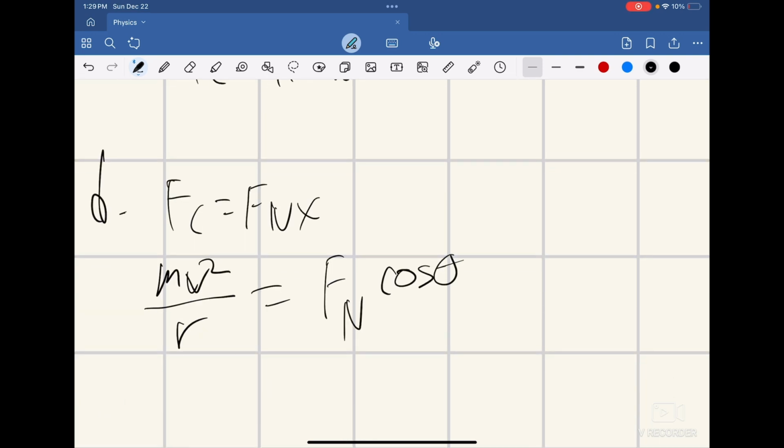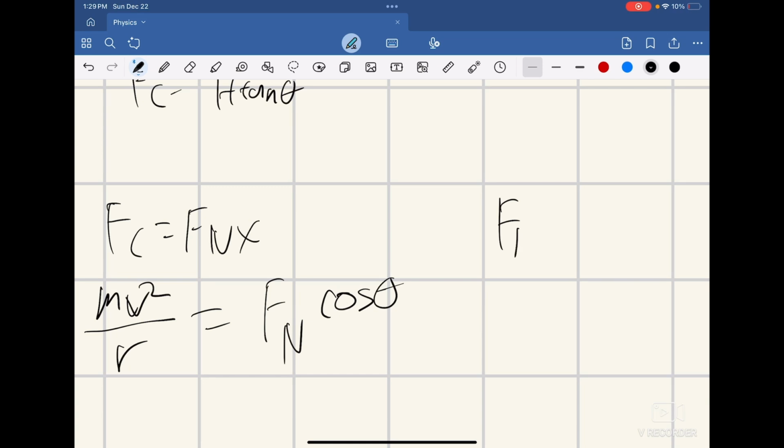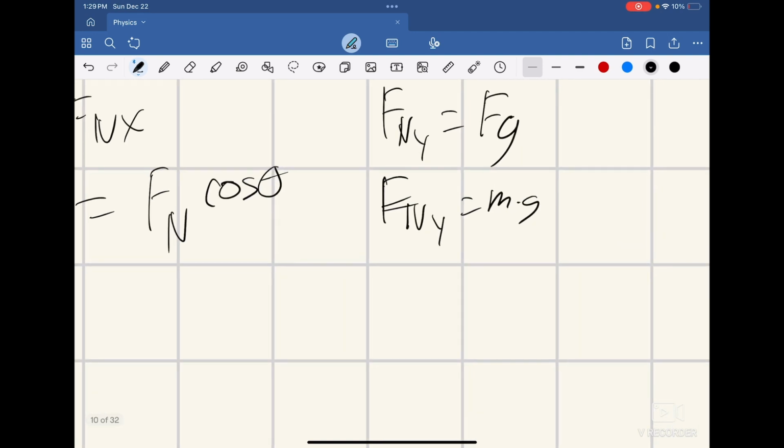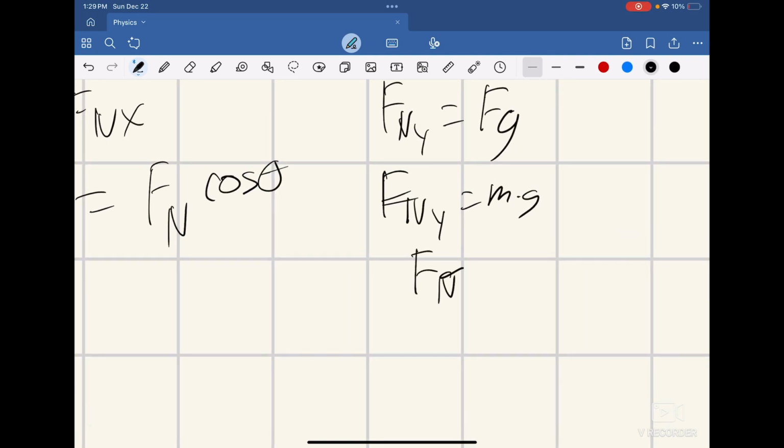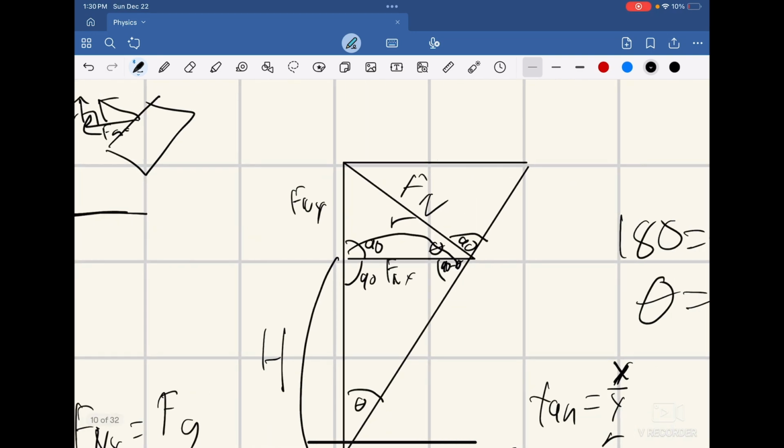And what we know about Fn is that Fn of y is given by mg, right? We already stated this earlier. Fn of y is equal to mass times gravity. So Fn of y is just Fn sine theta. Look up here, it's just a sine, right? Sine is given by opposite over hypotenuse, Fn y over Fn, and you just multiply it over here. So Fn sine theta is equal to Fn y.